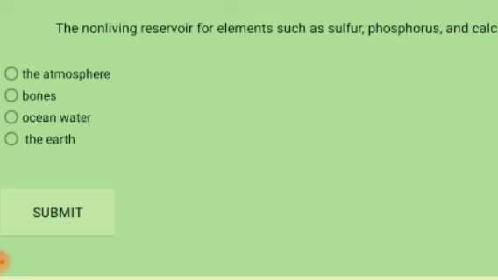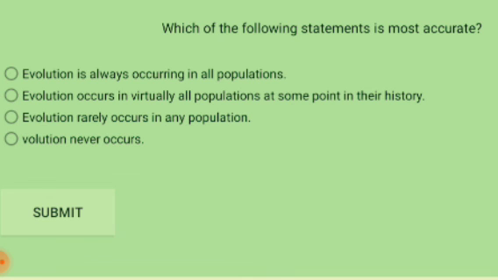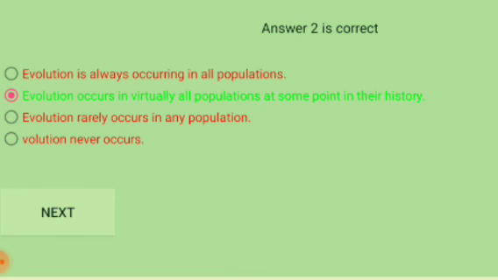The non-living reservoir for elements such as sulfur, phosphorus and calcium is option A, atmosphere, B, bones, C, ocean water, D, Earth. So it's actually Earth. Which of the following statements is most accurate? Option A, evolution is always occurring in all populations. Option B, evolution occurs in virtually all populations at some point in their history. Option C, evolution rarely occurs in any population. Option D, evolution never occurs. So it's actually option B is correct.